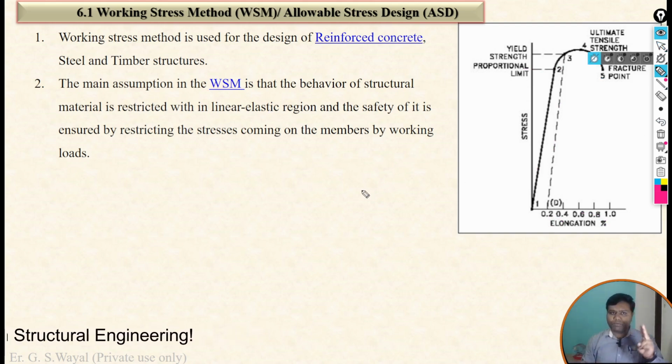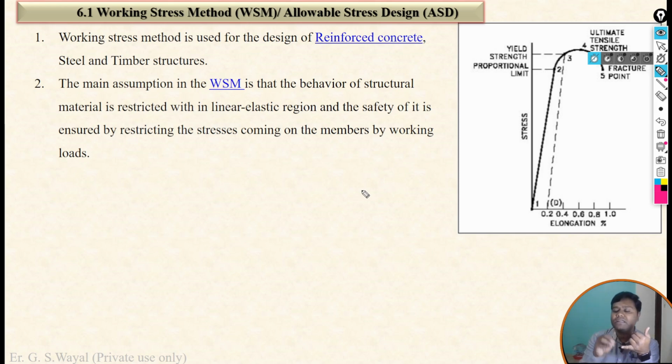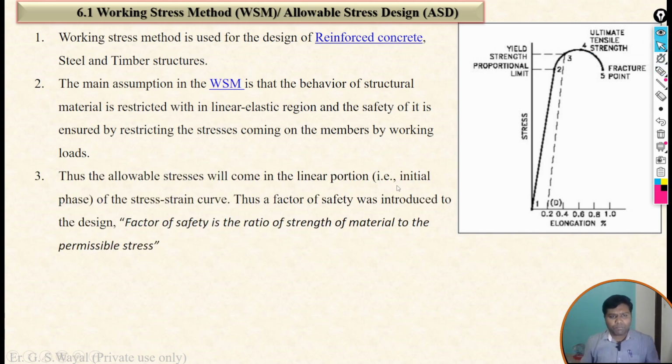Again I am repeating the second point. Second point is what? The structural element is restricted in the linear region only. Okay, we are designing it only in the linear elastic region, and when we are designing that member, we are focusing on the stresses produced in the member. Okay, then if you see the next, third point is what? Thus, the allowable stress will come in a linear portion, that is, the initial phase of the stress strain curve.